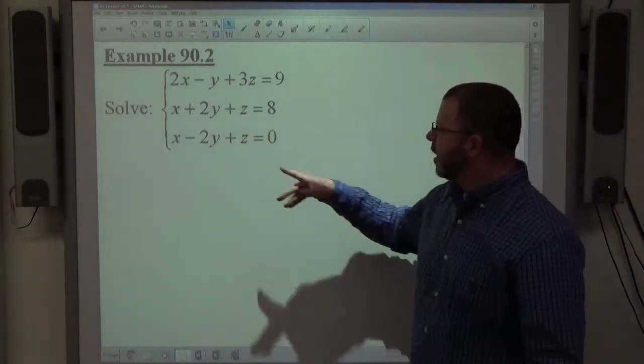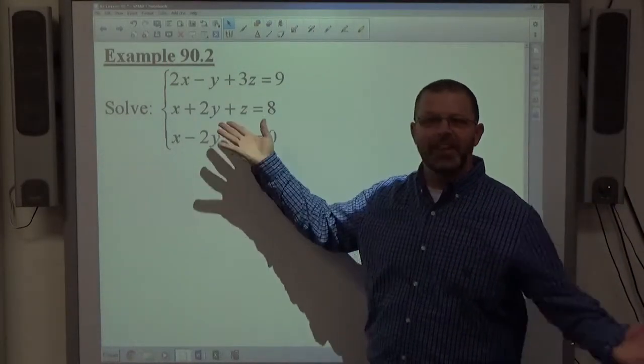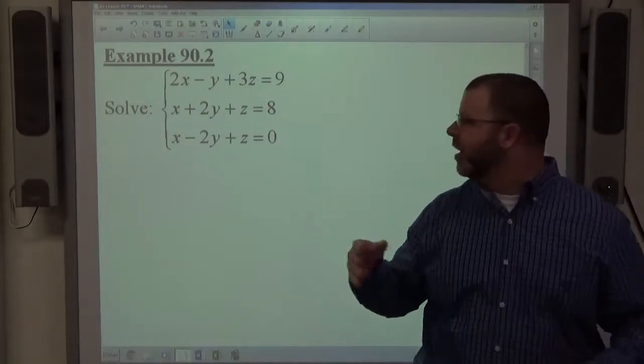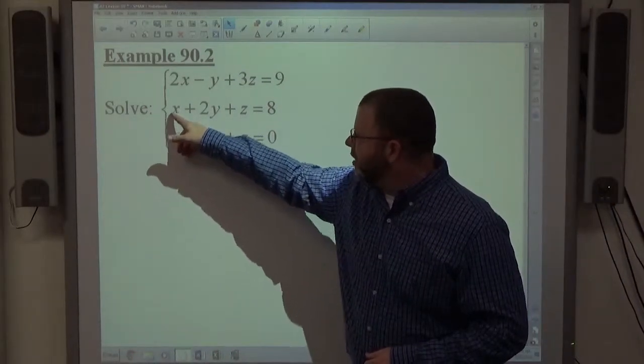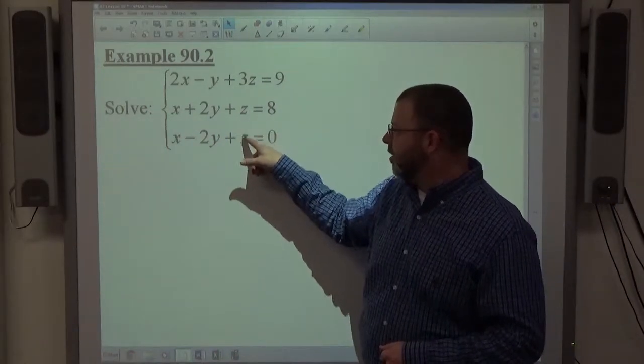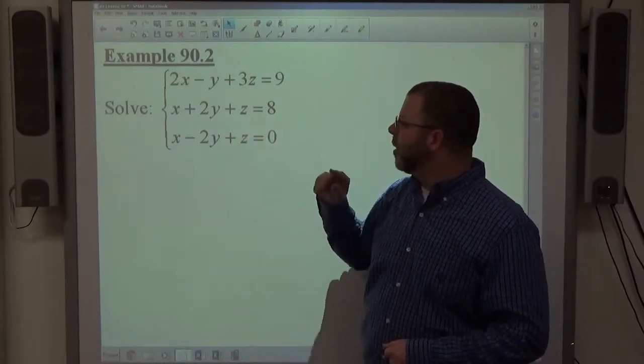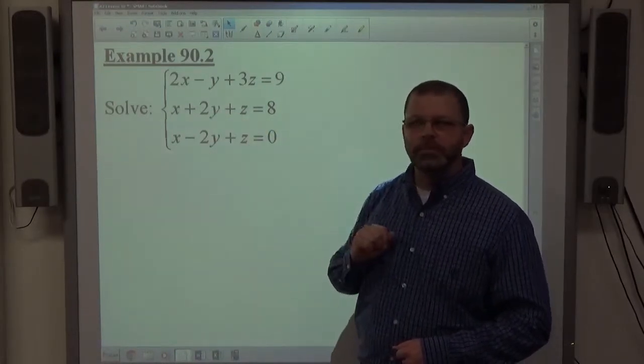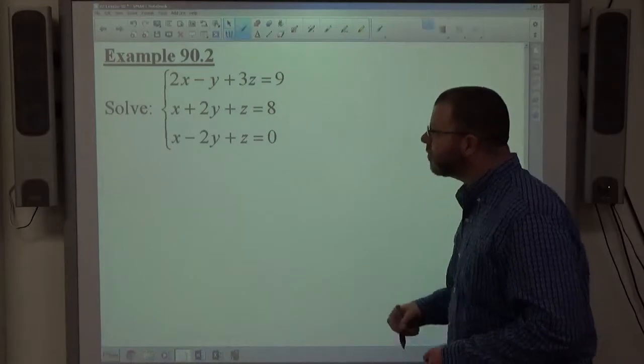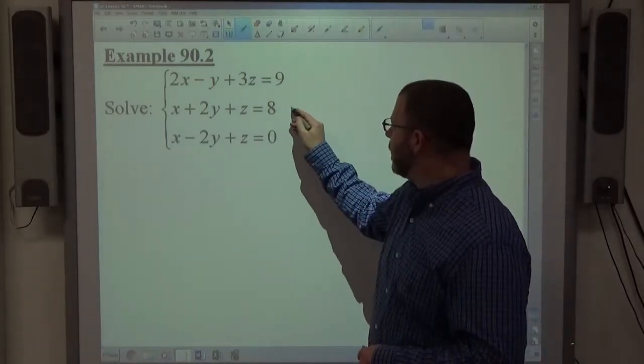What I look for is this. I can get rid of one of them easy. If I can get rid of one easy, that's just a bonus. Just changing the signs gets rid of x pretty easily. Just changing the signs gets rid of z pretty easily. But these are already set up to get rid of y. All right, so if we get rid of y, obviously I'm going to pick these two, right?